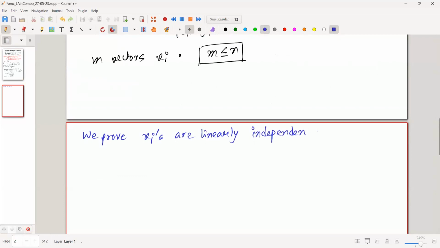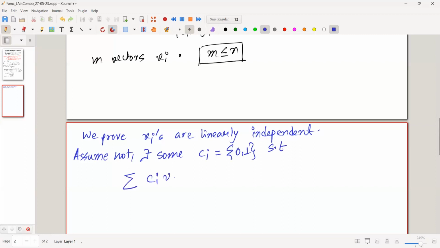So assume not, then there will exist some constants Ci in 0 or 1, such that summation Ci Vi equals 0, and not all Ci equal to 0.